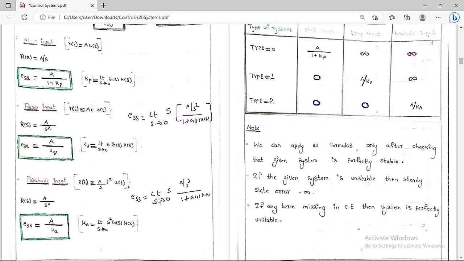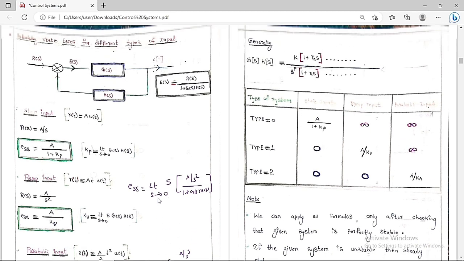Where Kp is equal to the position constant, Kv is equal to the velocity constant, and Ka is equal to the acceleration constant. Listen carefully. Kp is equal to the position error constant, Kv is equal to the velocity error constant, and Ka is equal to the acceleration error constant. All these things always you have to keep in your mind. So this is all about this concept.